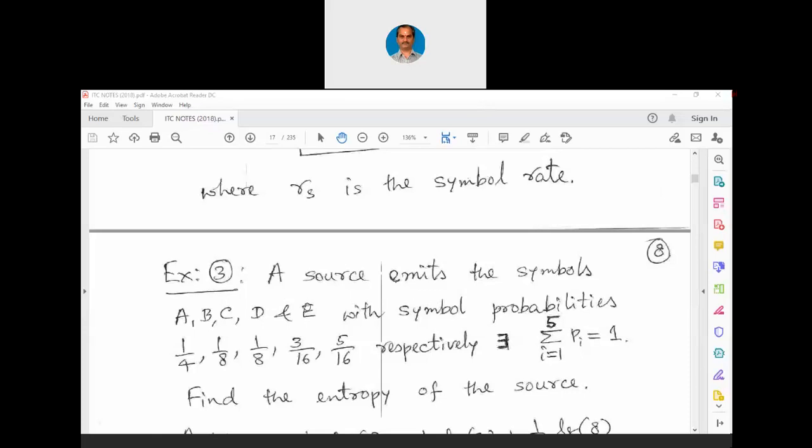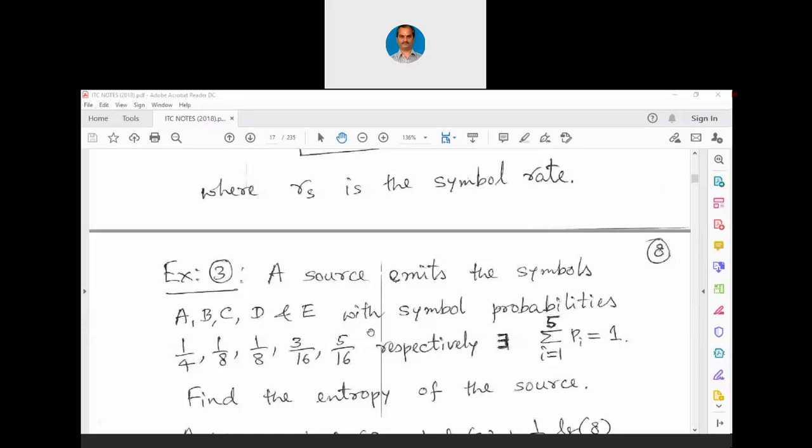A source emits the symbols A, B, C, D and E. In this particular exercise, we are assuming that the source contains only 5 symbols. We name these symbols A, B, C, D and E with the symbol probabilities of 1 over 4, 1 over 8, 1 over 8, 3 over 16, 5 over 16 respectively, such that the summation of Pi for i equals 1 to 5 is 1.